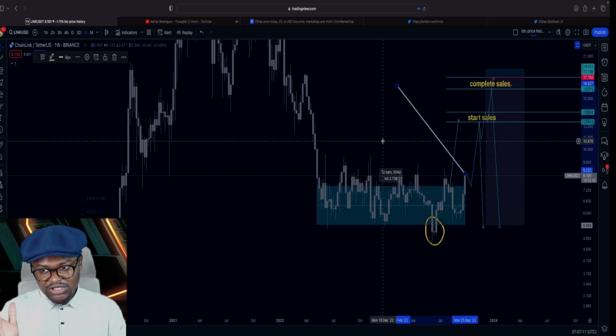If link goes up there, that is where I will be exiting, because I think the biggest crash will still come.